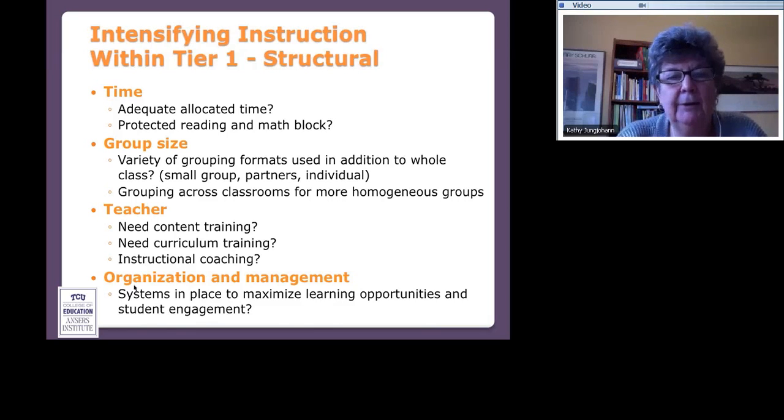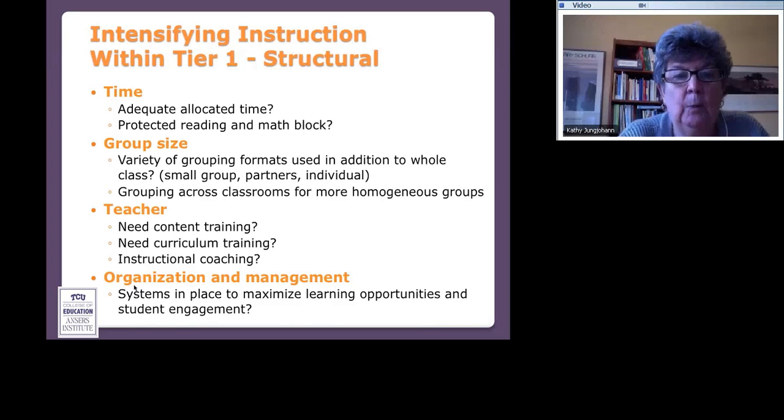So when we think about general education and Tier 1 classroom instruction, sometimes we think about it as being whole class. But really, there's a variety of grouping formats that can be appropriately used within whole class instruction. It's very typical for primary teachers to break students up into smaller groups for reading instruction and provide different kinds of focus groups for different kinds of skills. There might be a small group that's working on phonemic awareness activities, another group that's working on letter-sound correspondences, another group that might be working on actual decoding and reading practice.